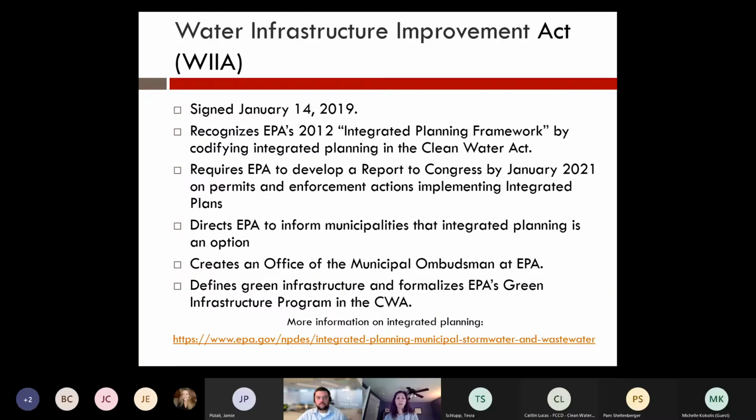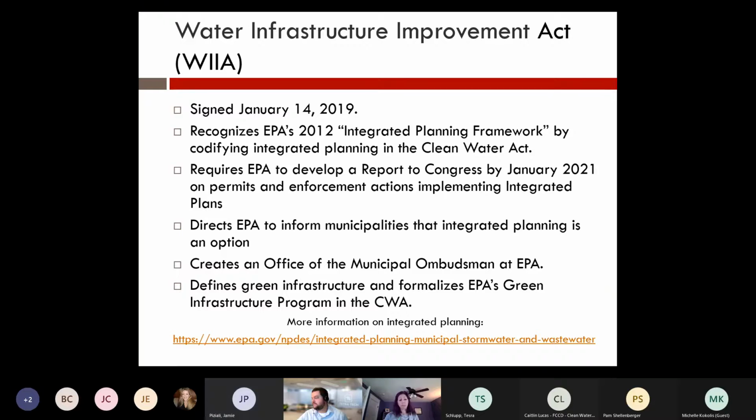So I very much encourage you to take a look at the link at the bottom of the slide or you could just Google integrated planning EPA and it'll come up and you can watch some of the webcasts of other municipalities talk about their process, as well as an overview of the 6 elements of integrated planning, which is really just good planning process.